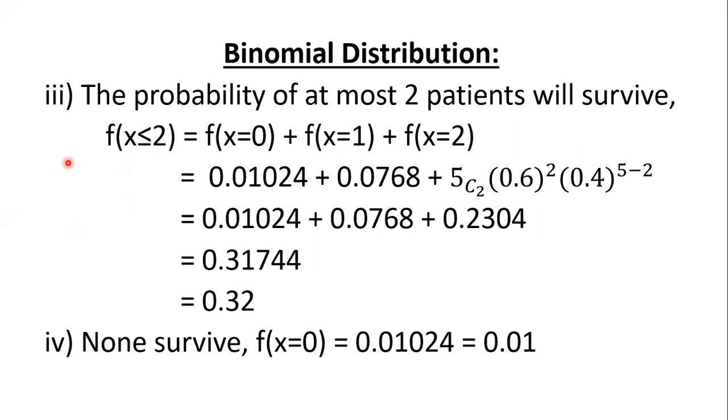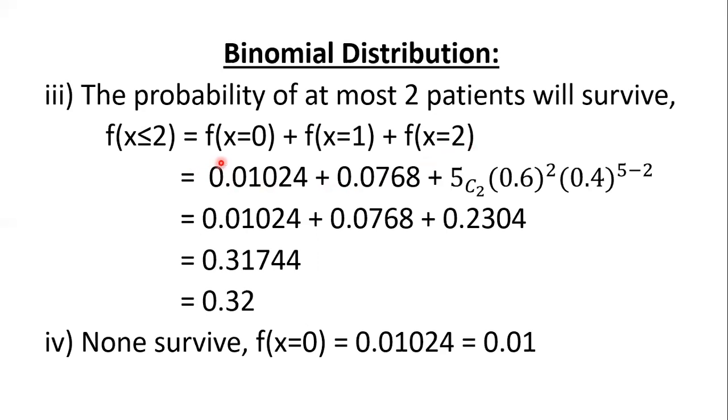Dear cadets, the question Roman 3: the probability that at most 2 patients will survive, that is P(X ≤ 2) = P(X = 0) + P(X = 1) + P(X = 2). Here the maximum value of x is 2.